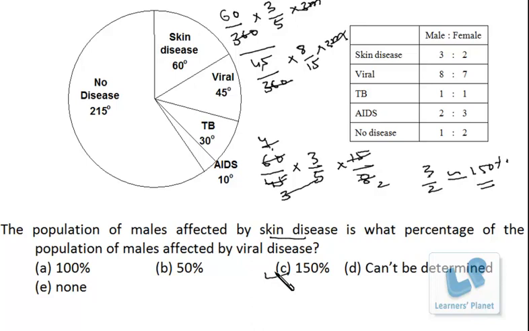So we discussed 5 questions based on this pie diagram and this table, right? I hope you are clear.